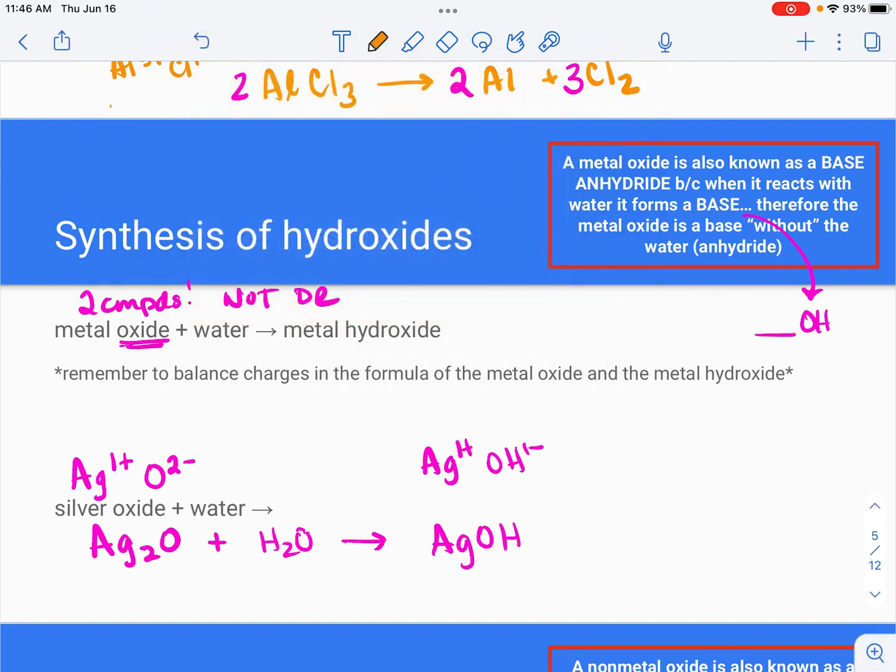And then to balance the equation, I need 2 silver. That gives me 2 oxygen, but I have 2. That gives me 2 hydrogen. I also have 2, so the equation is balanced at that point. You want to memorize this, and you also want to memorize that if you have a metal hydroxide decomposing, you're going to get a metal oxide and water. So kind of memorize these backwards and forwards.